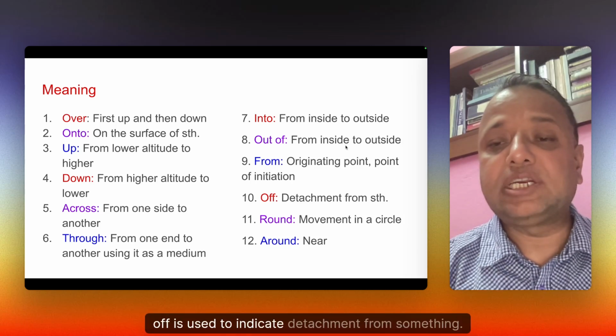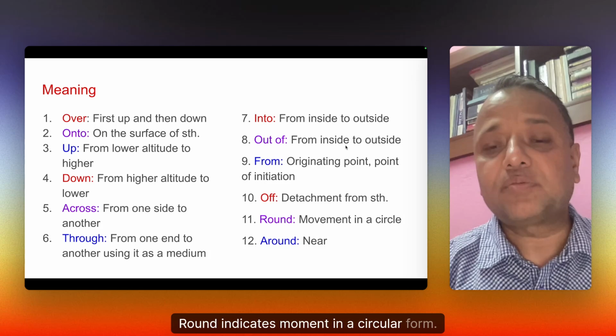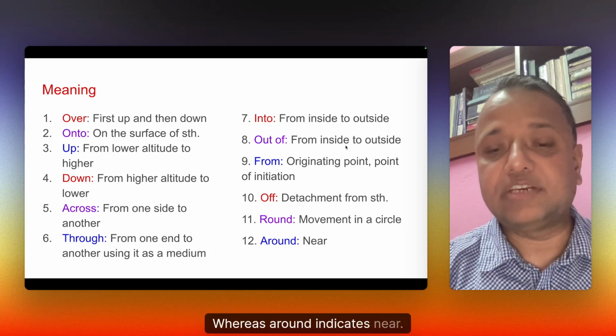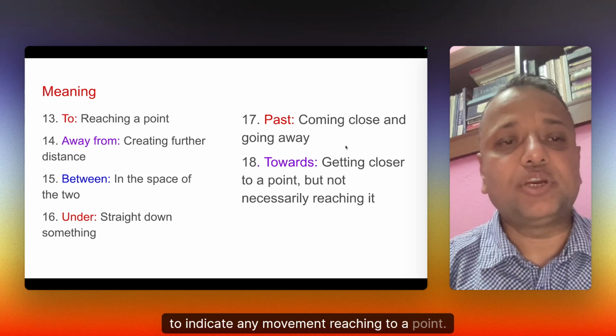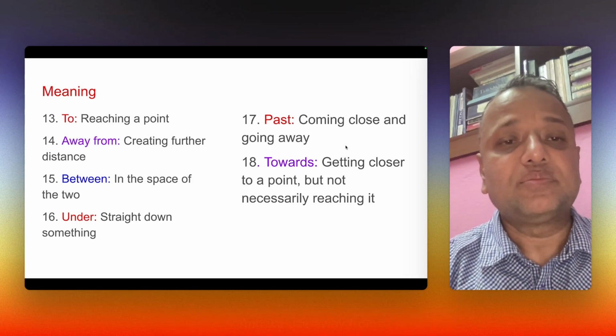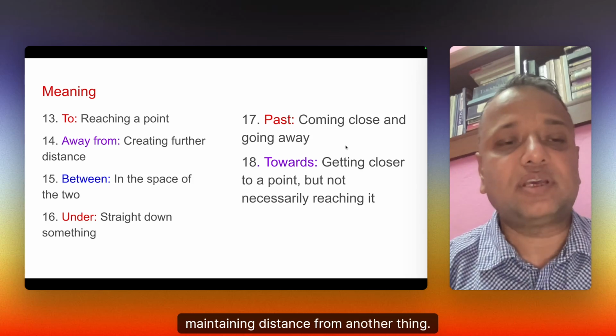Off is used to indicate detachment from something. Round indicates movement in a circular form, whereas around indicates near. We use to indicate any movement reaching to a point, and we use away from to indicate that something is creating or maintaining distance from another thing.